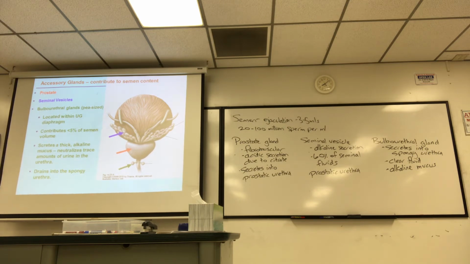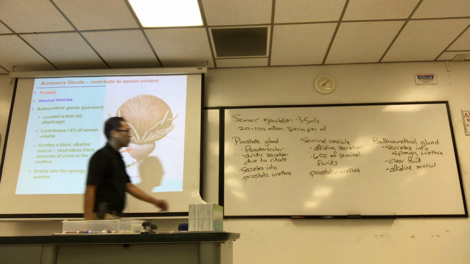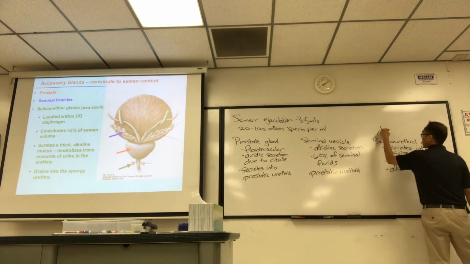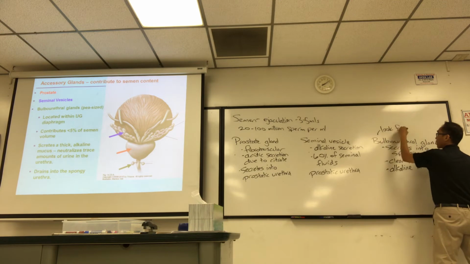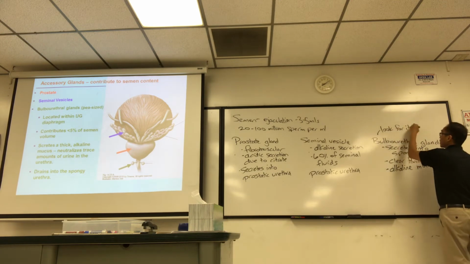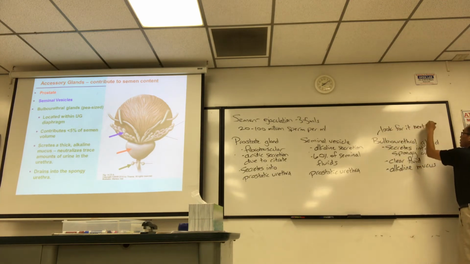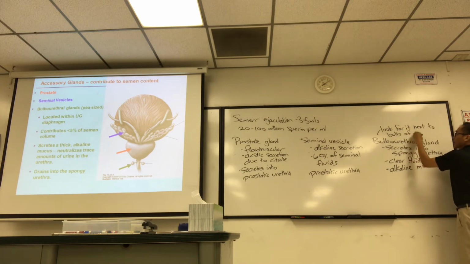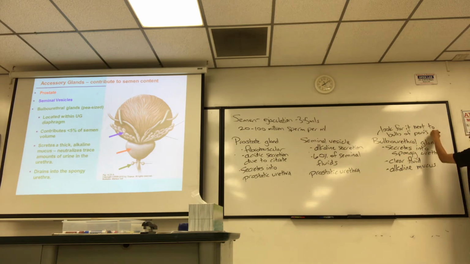Bulbourethral, the bulb of the penis. Usually I look for it close to the bulb of the penis or the UG diaphragm. That's kind of where you'll locate it in our models anatomically. So look for it: bulb of penis or UG diaphragm.